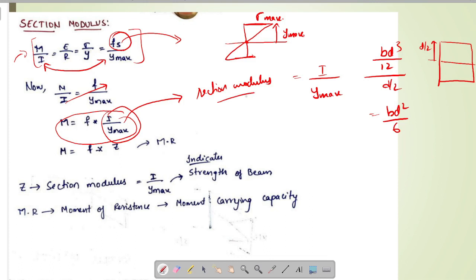Now, this particular section modulus is an important concept. In questions, generally they will be asking to compare the strengths between two sections. Then we have to compare the section modulus. Section modulus is nothing but it indicates the strength of the beam. More the section modulus, more will be the strength.